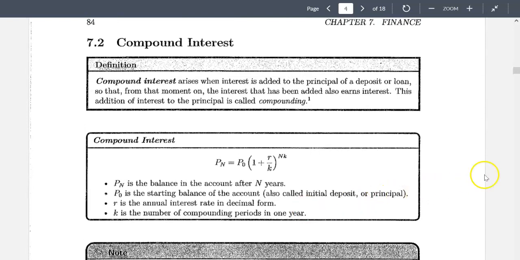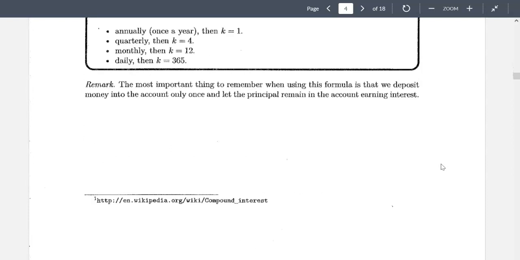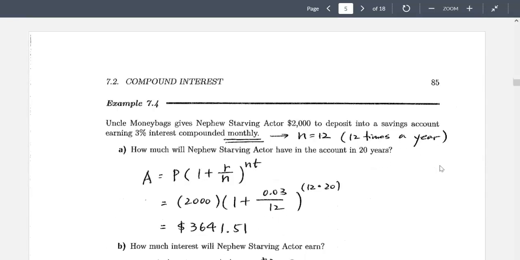Now, compound interest. Compound interest, different from simple interest, is not a one-time interest. The interest is calculated based on how many times it's being compounded. Okay, so here you go. Let's take a look at the formula.